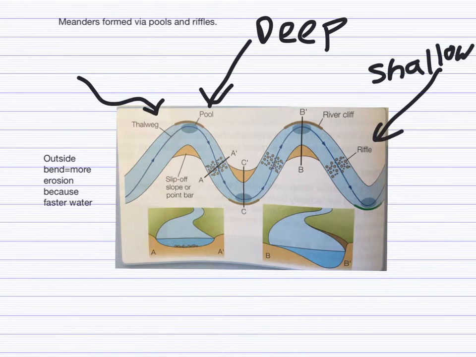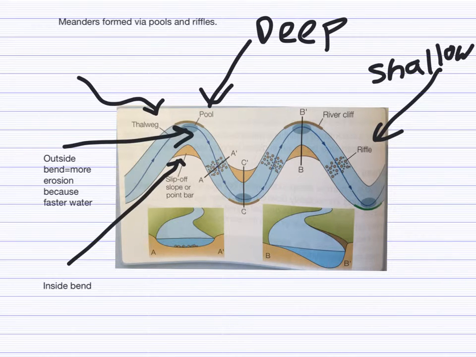That's where the Thalweg is. Okay, so for example here where the pool is, the pool is deep because that's where most of the erosion takes place. Now on the other side of the meander, here you have what's called a slip-off slope, and that's the inside bend of the meander. So in the inside bend, the water is much slower because the Thalweg is on the outside of the bend.